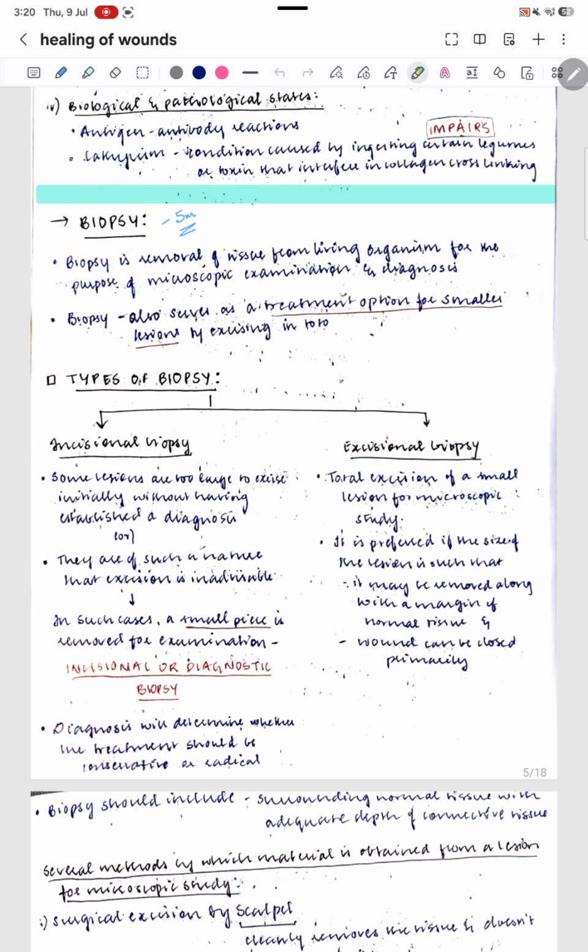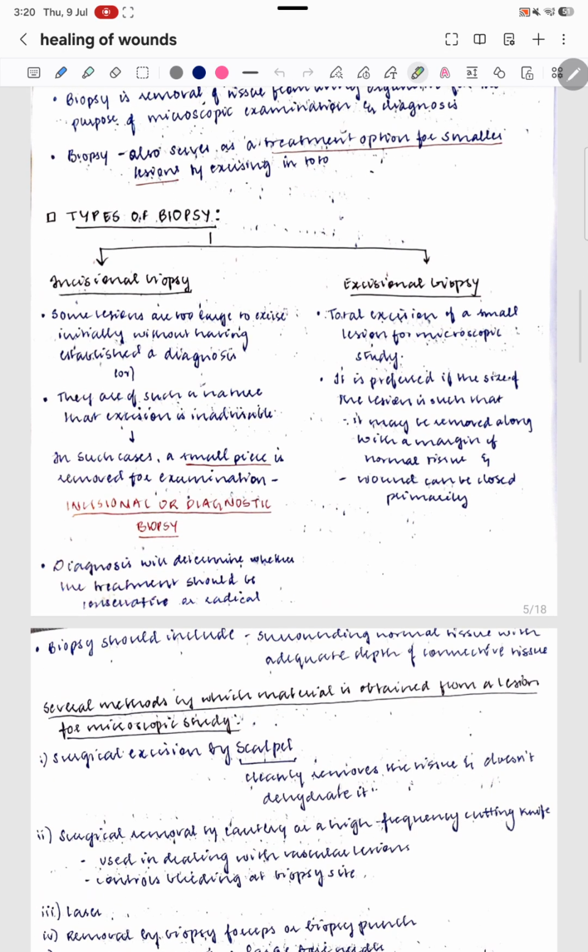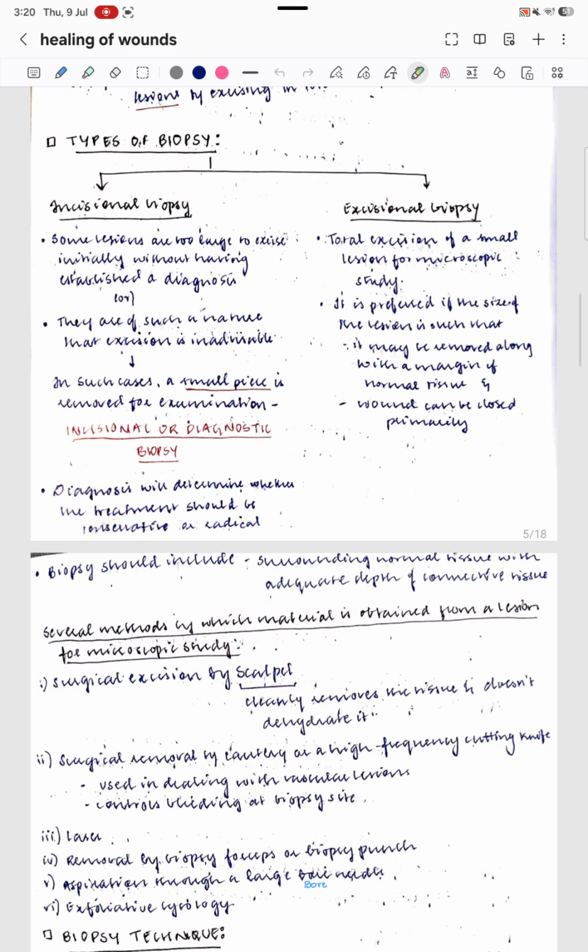Biopsy is a removal of tissue from the living organism for the purpose of microscopic examination and diagnosis. Biopsy also serves as a treatment option for smaller lesions by excising in toto. Okay, in toto is like a small bit, for smaller lesions. Now coming to the types of biopsy.